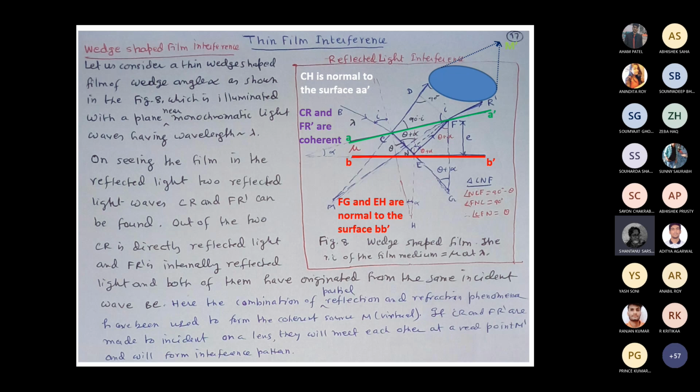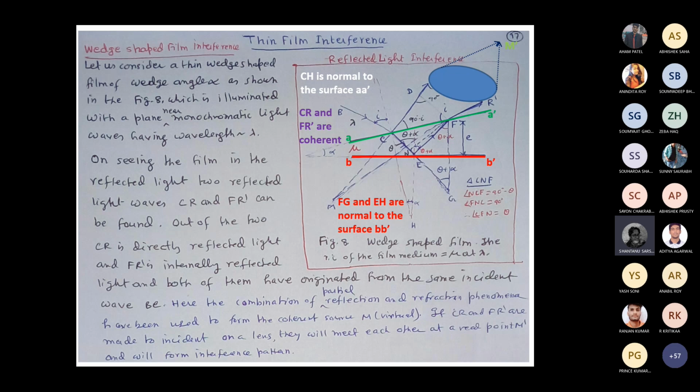So let us consider the wedge shape film that we are discussing, and let a monochromatic light of wavelength lambda be incident, and you are seeing the film in reflected light. There are two situations here. You can see the film from the reflected light side or from the transmitted side. Let us discuss the situation where we are seeing the film in reflected light. On seeing the film in reflected light, two reflected waves, CR and FR', can be found. I'm sorry, actually R is not visible, R is somewhere here.